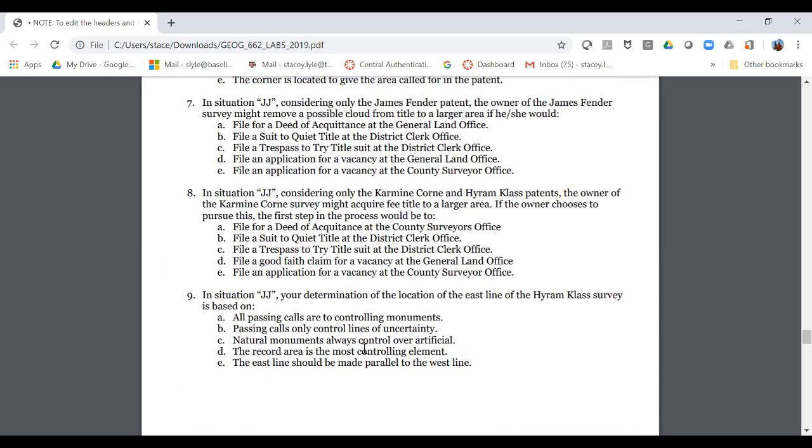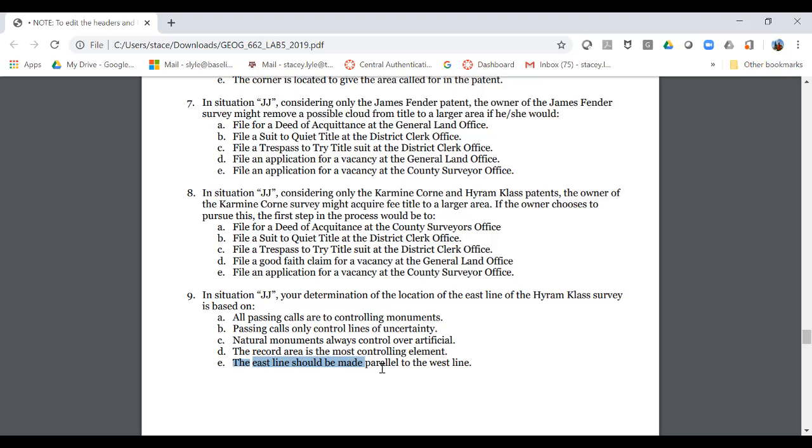In the situation in terms of the class survey, all passing calls are controlling. Oh, this is the east line. I'm sorry, that's the passing call. All passing calls are, no, they're not. Passing calls only control lines of uncertainty. That is true. Natural monuments always control over artificial, but we didn't have anything natural here. We called for trees, but trees are not naturally occurring as boundaries. They are called artificially. The record area is the most controlling. Never.